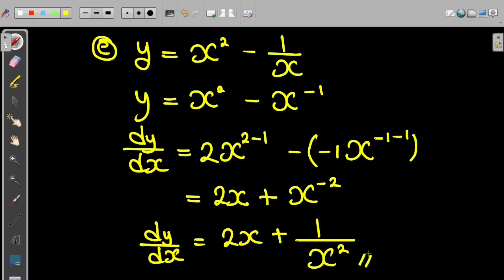So at this point, we have walked through the power rule and we have learned how to use this rule to differentiate polynomials.